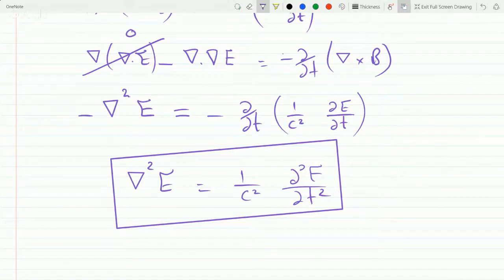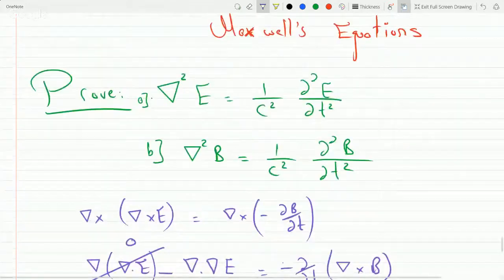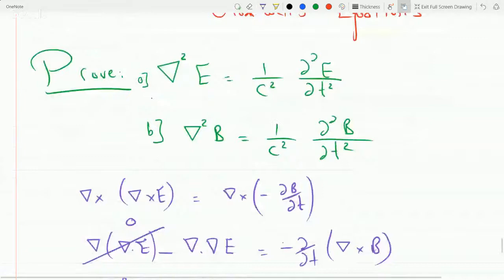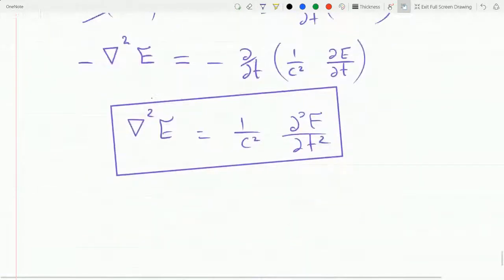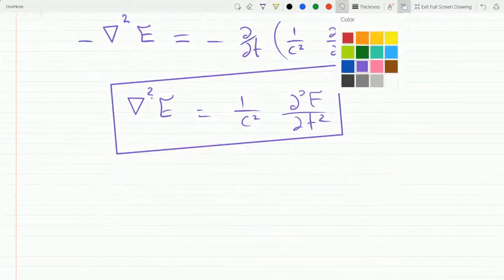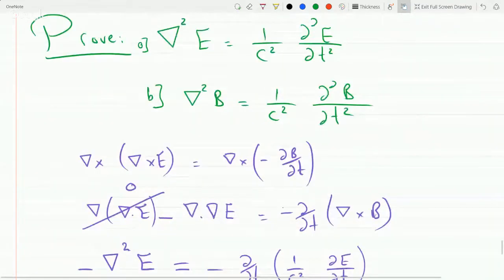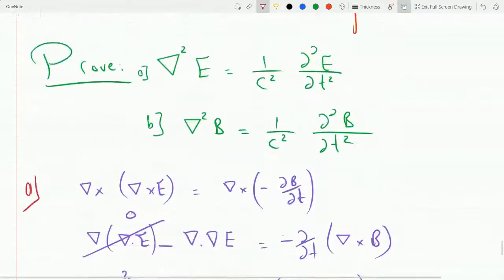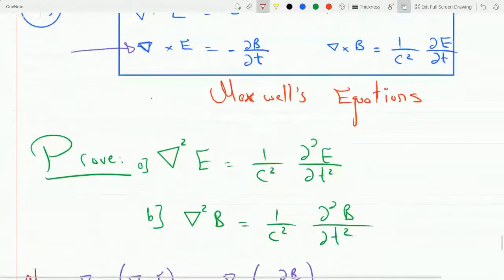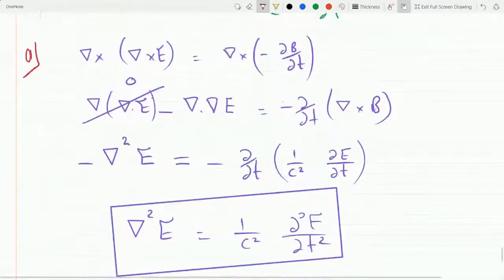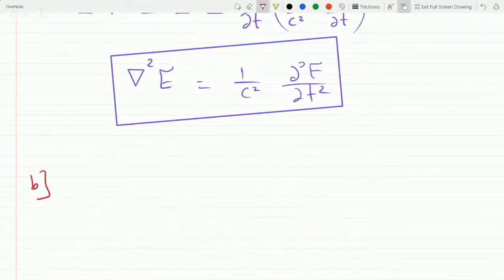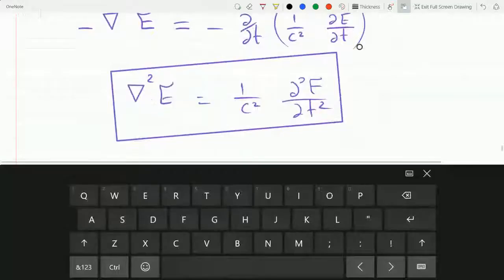Makes sense, man? How we progressing on that? Okay, and I'll go ahead and get the second part started. So this was part A. Part B, we're going to have a similar start, but instead we're going to take the curl of the fourth Maxwell equation. So the fourth equation, let me rewrite it.